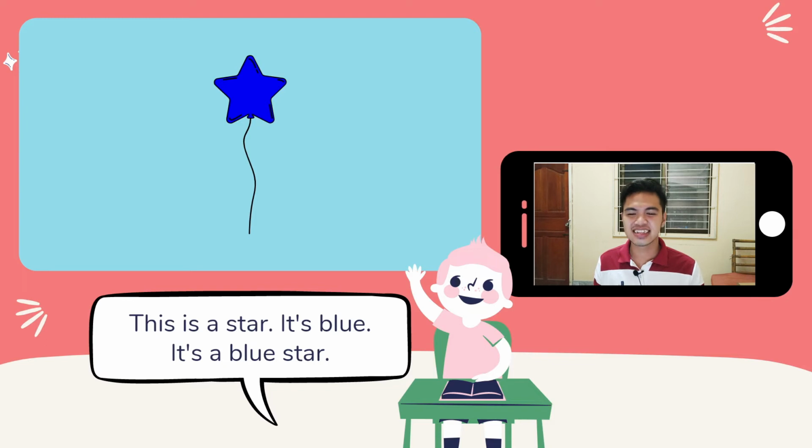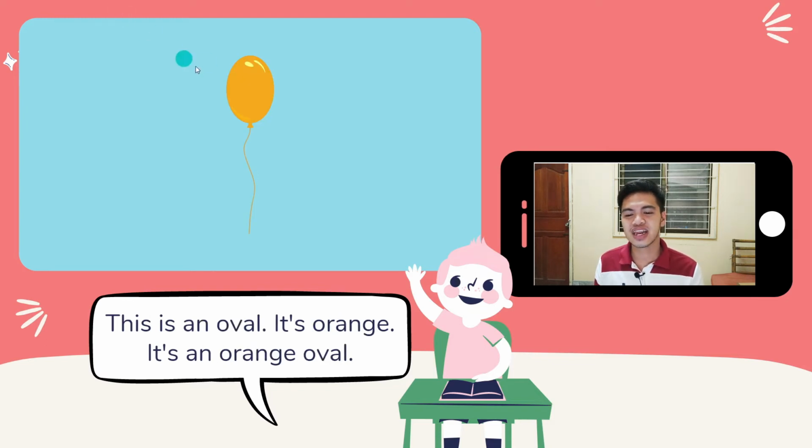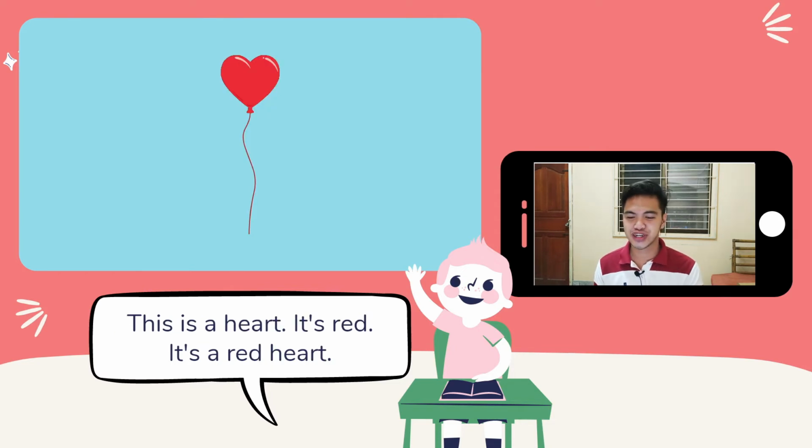Very good. Next one. This is an oval. It's orange. It's an orange oval. So look at the picture. It is oval and it is orange. So, it's an orange oval. Very good. The next picture shows a heart balloon. Okay, say like this. This is a heart. It is red, or it's red. It's a red heart.